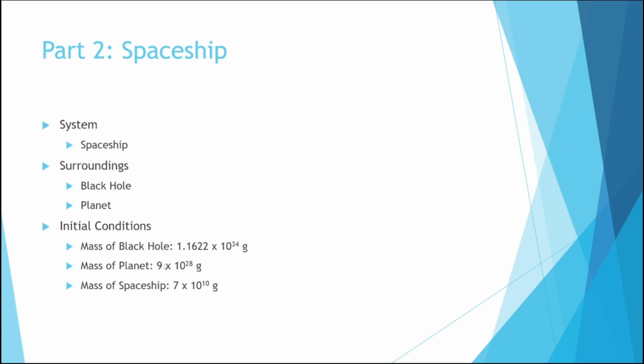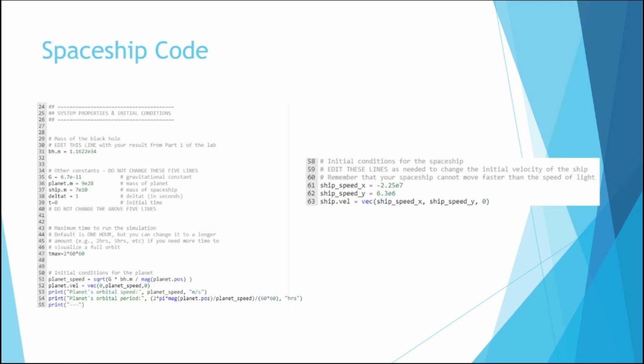The mass of the planet was 9 times 10 to the 28th grams, and the mass of the spaceship was 7 times 10 to the 10th grams. This is the code from the second part of the experiment. Here we inputted the mass of the black hole as found before, as well as the other initial conditions and the time frame that we ran the simulation.